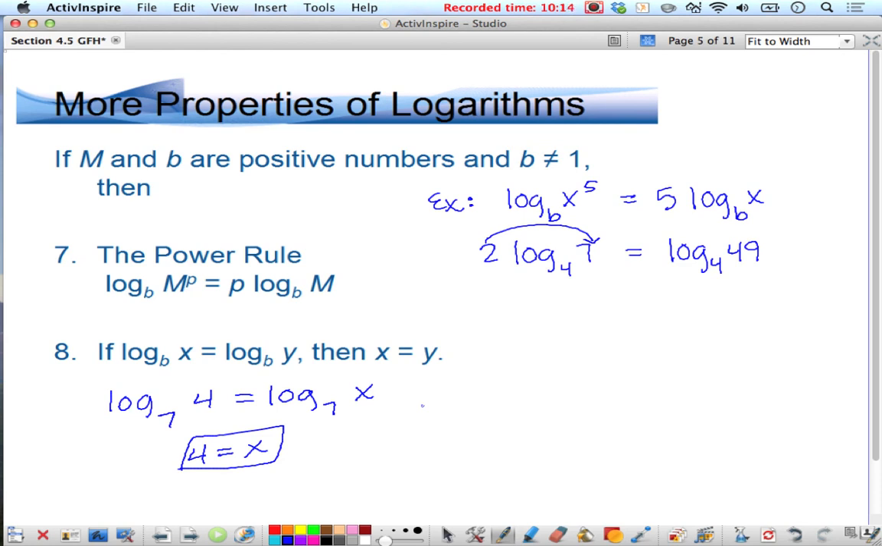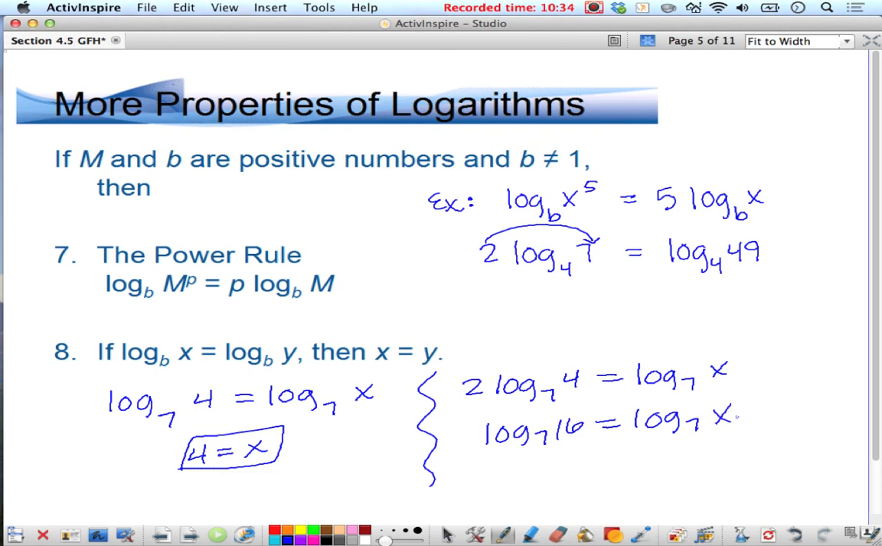Okay. So if there were a coefficient first, like if you had 2 log base 7 of 4 equals log base 7 of x, you would need to move the 2 first. So you would have to get it into a single log, and if you raise that to the second power, that would be 16 equals log base 7 of x. Then once it was 1 log equals 1 log, and the bases are the same, then we know that 16 would have to equal x in that case.